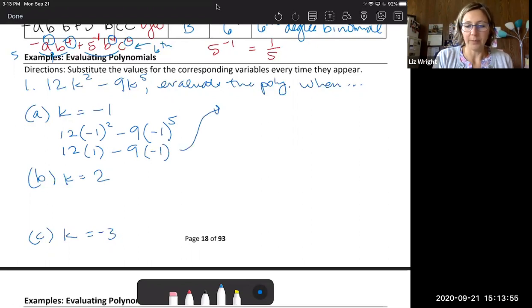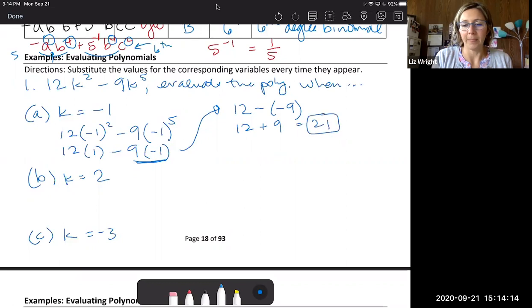I'm going to come up here. So then we've got 12, and then here I'm looking at the fact if we multiply these together, we've got minus 9 times a -1 is going to be a -9. Minus a negative is going to give us a positive. And then we're going to get 21 for our answer for that one.